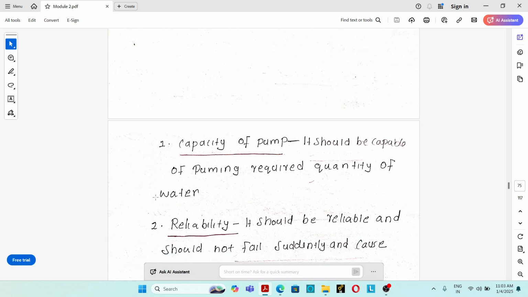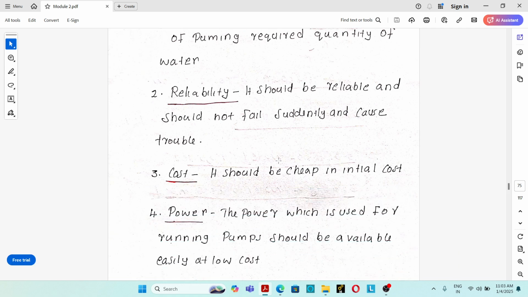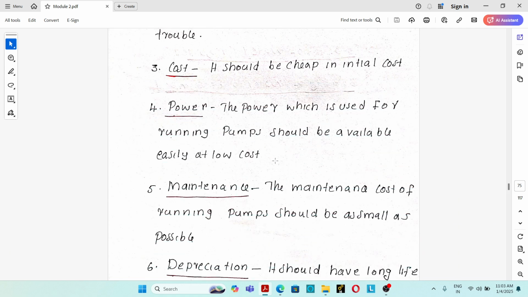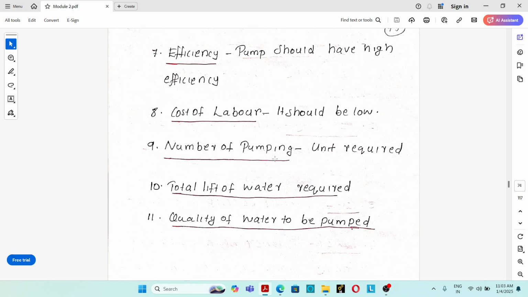Once more: first point, capacity of pump; second, reliability; third, cost; fourth, power; fifth, maintenance; sixth, depreciation; seventh, efficiency; eighth, cost of labor; ninth, number of pumping units; tenth, total lift of water required; eleventh, quality of water to be pumped. Okay.